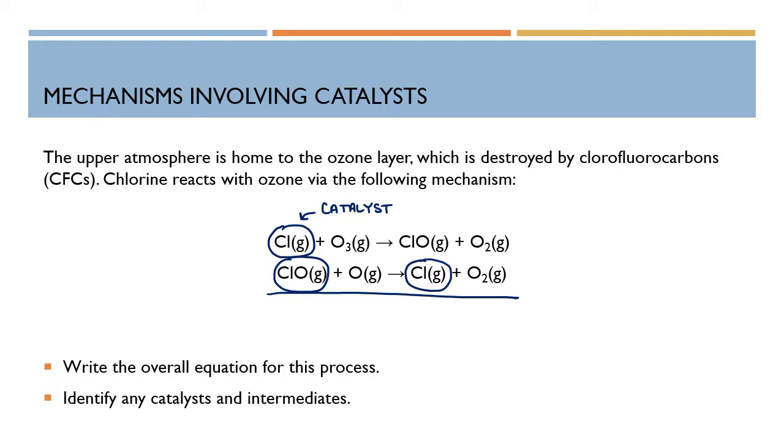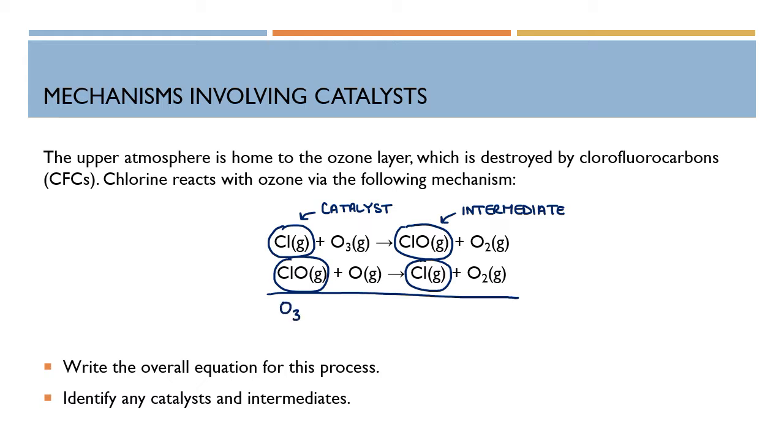Another thing you will see here is the chlorine oxygen compound that is created in step 1 and used immediately in step 2. Remember, this is called a reaction intermediate. An intermediate is just a substance that's created and then used right away. We will not find a reaction intermediate in the overall balanced chemical equation. So we don't find catalysts and we don't find intermediates in the balanced chemical equation.